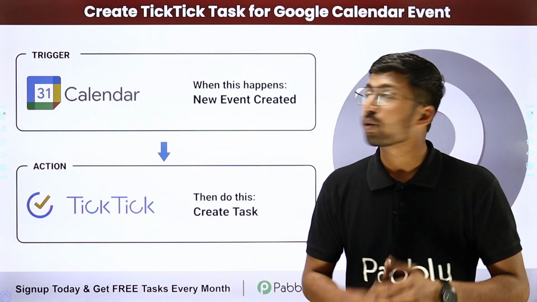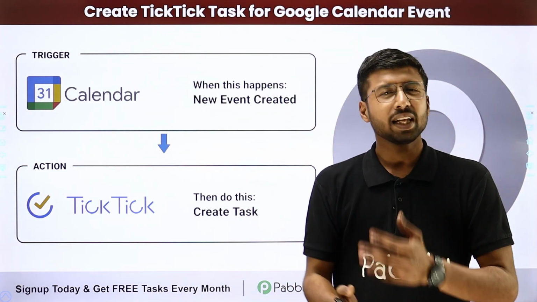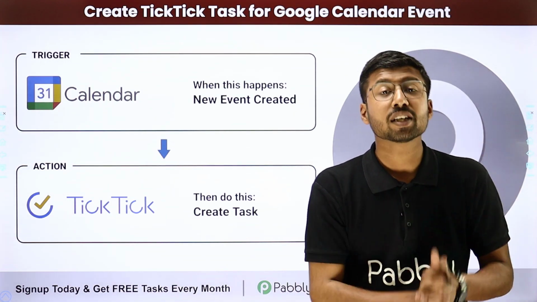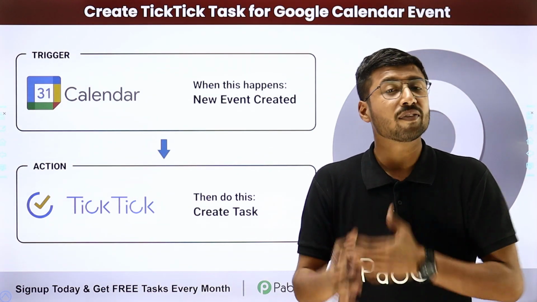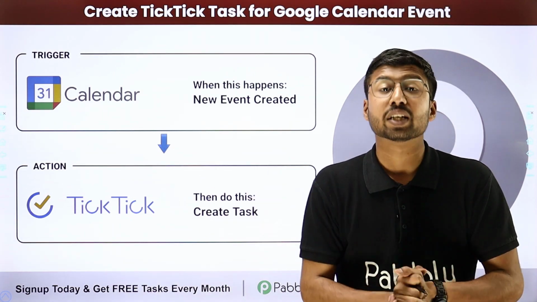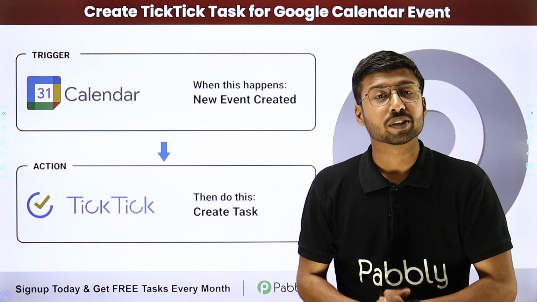So in this video, we are going to learn how to create TickTick tasks for Google Calendar events. Let's say you're using TickTick to manage all of your daily tasks and Google Calendar to manage all of your upcoming events and important dates. Now you want that whenever you create an event in Google Calendar, for the same event, you create the task in TickTick as well. So let me tell you, you can completely automate this process.